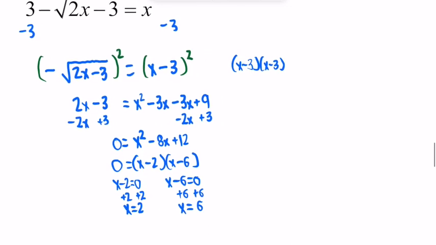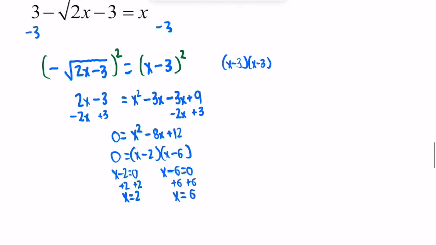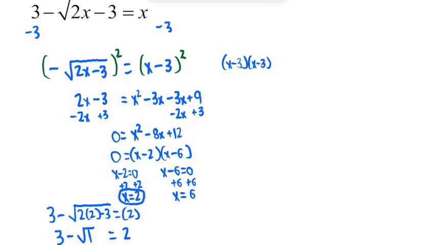Now we check our solutions. First, we'll put 2 in both places for x, and we have 3 minus the square root of 2 times 2 minus 3 equals 2. Under that square root, 2 times 2 is 4. 4 minus 3 is 1. The square root of 1 is 1. So we have 3 minus 1 equals 2. That's true. So x equals 2 is a solution to that equation.